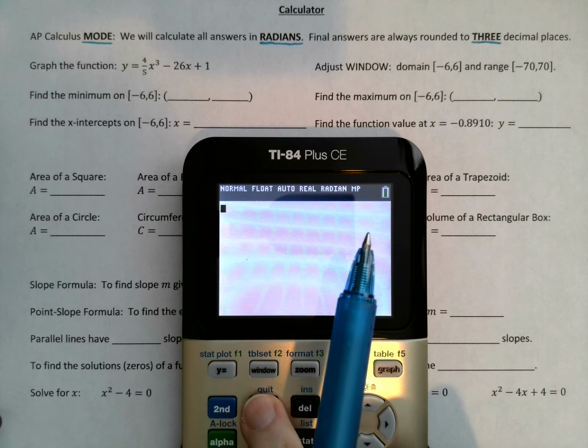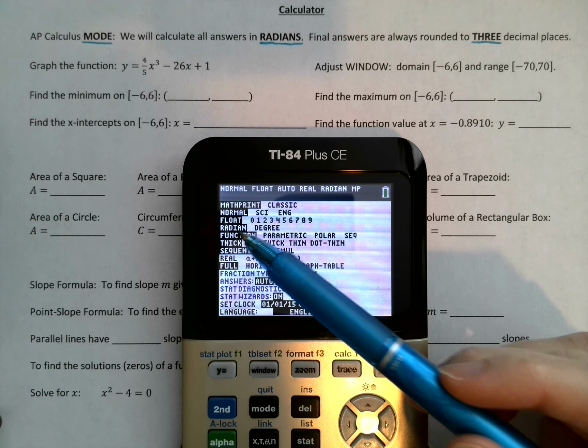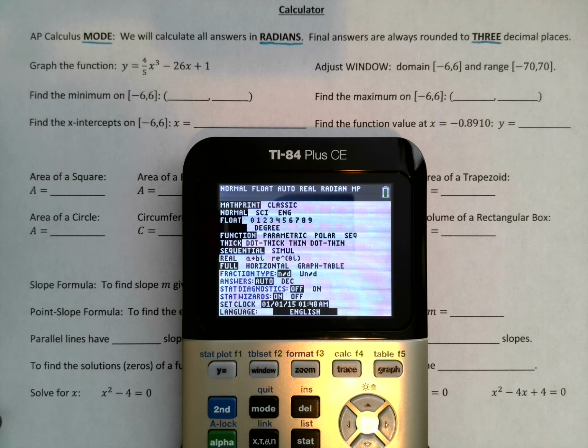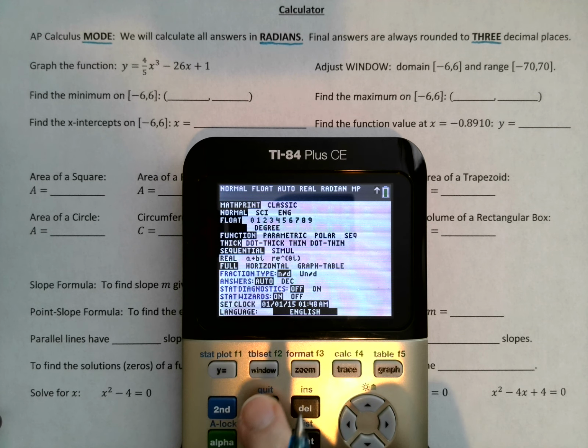So find your mode button, and we're always going to use radians. That's the fourth line down. You want to hit enter on the left so that radian is highlighted. If you do take physics, you have to use degrees, so you'll have to toggle back and forth between the classes, which is a pain, but in calculus we always use radians.